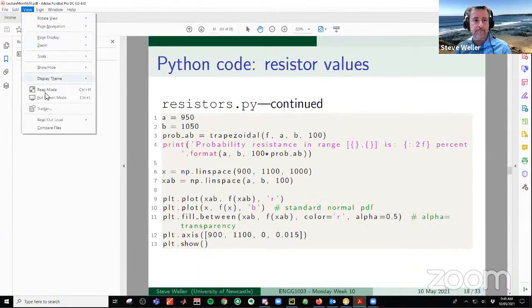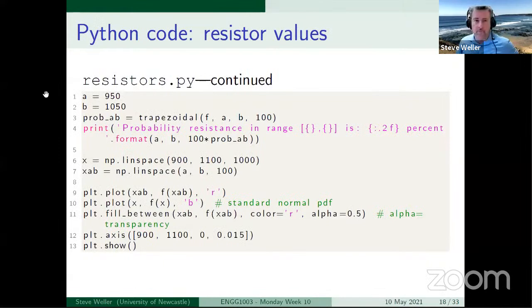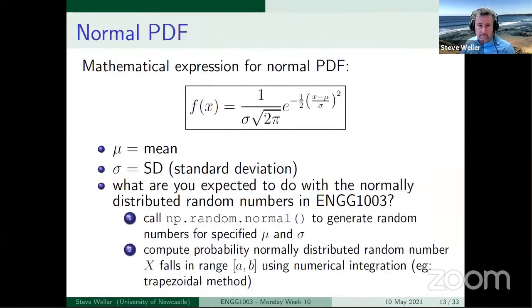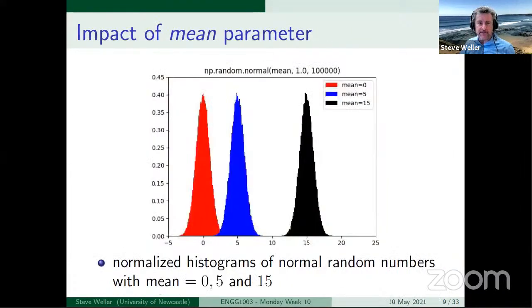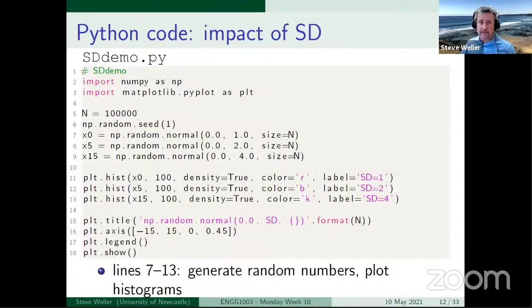Okay, so we've now got the ability to generate random numbers that are more flexible than the standard normal, and we've got these two parameters, the mean and the standard deviation, which allow us to control the spread.